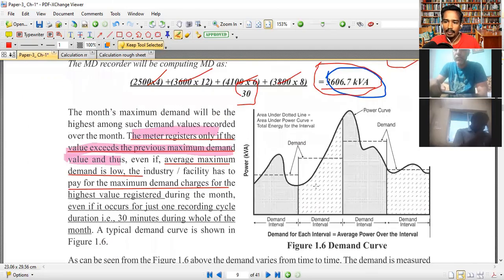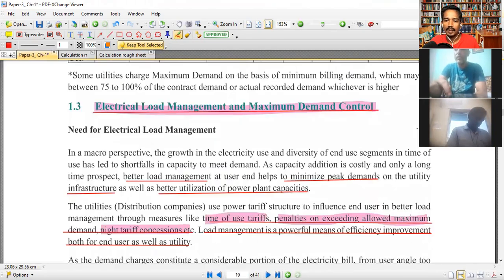This meter's purpose is measuring and recording the maximum demand. Suppose at a particular time the value increases, that time the value is registered, then they can easily calculate and put the money for the tariff system. And electrical load management: what is electrical load management and maximum demand?